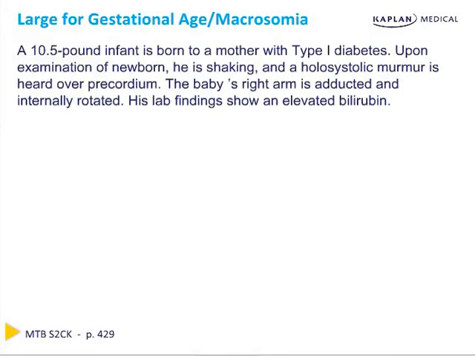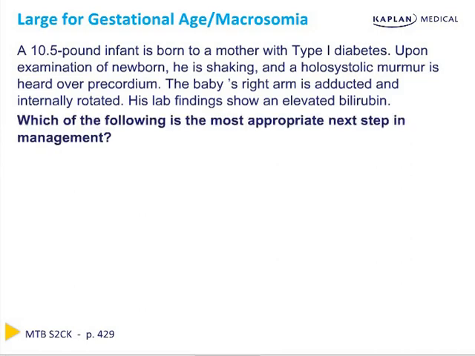Let's start this section with the vignette. A 10.5-pound infant is born to a mother with type 1 diabetes. Upon examination of the newborn, he is shaking and has a holosystolic murmur that is heard over the precordium. The baby's right arm is adducted and internally rotated. His lab findings show an elevated bilirubin. The question is, which of the following is the most appropriate next step in management?